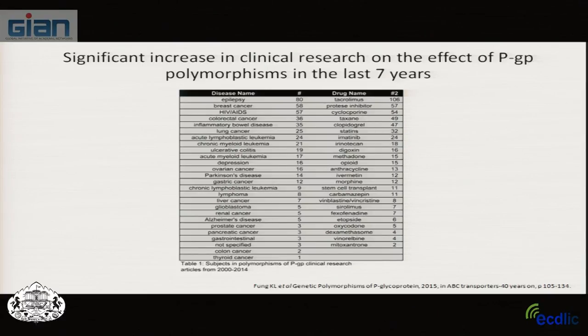So there are many studies in the last 7 years where people have looked at the patient population about the increase in clinical research, and you can see the disease name, where you have epilepsy, breast cancer, HIV, AIDS, colorectal cancer, and the drug name, which have been linked to having an effect based on what polymorphic changes we have. And one of the most studied is this C3435T.